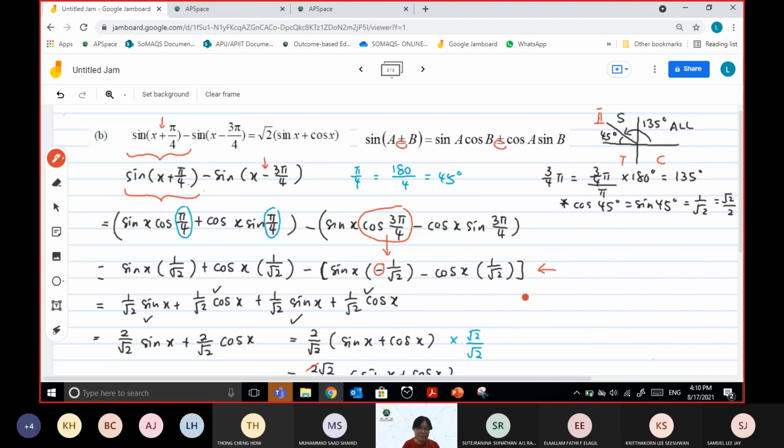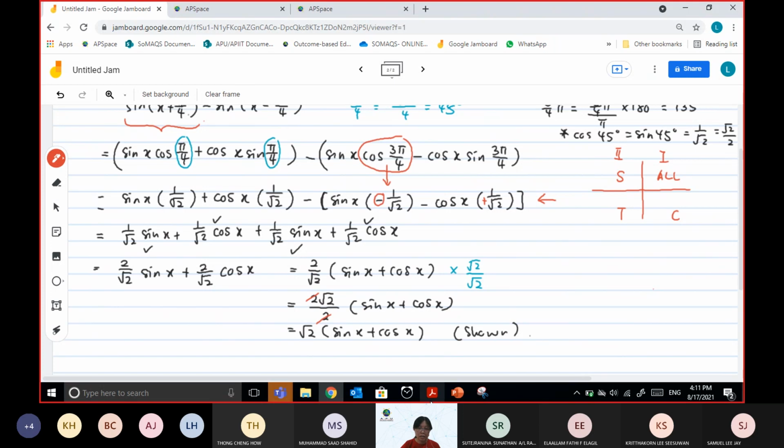Do you get it? Last week we learned about the 4 quadrants. Yeah, miss. A, S, T, C. So 135 degrees falls into the second quadrant. In the second quadrant, sine is positive only, the rest are negative. So cos will be negative. Then when we come to sine, sine is positive. Is that clear? Okay, miss.